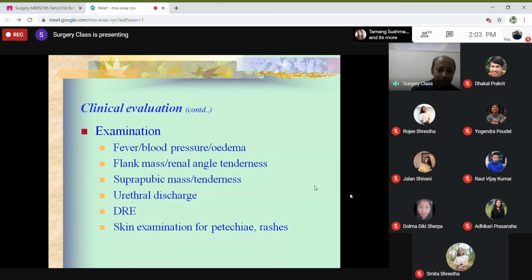Huge bladder tumor or bladder stone. Presence of urethral discharge indicates urethritis as a cause of hematuria. You have to do a digital rectal examination to see the prostate, whether this is BPH or carcinoma prostate, as a cause of hematuria.